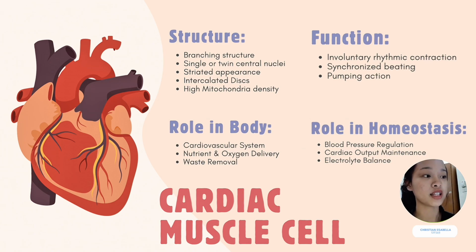They form the heart's muscular layer, providing continuous involuntary contractions. Because they never rest, they are packed with mitochondria to produce the constant energy needed for a lifetime of pumping oxygen and nutrients to the rest of the body. For homeostasis, these cells regulate blood pressure and blood flow by adjusting their contraction rate based on the body's state. This maintains the internal balance required for survival.